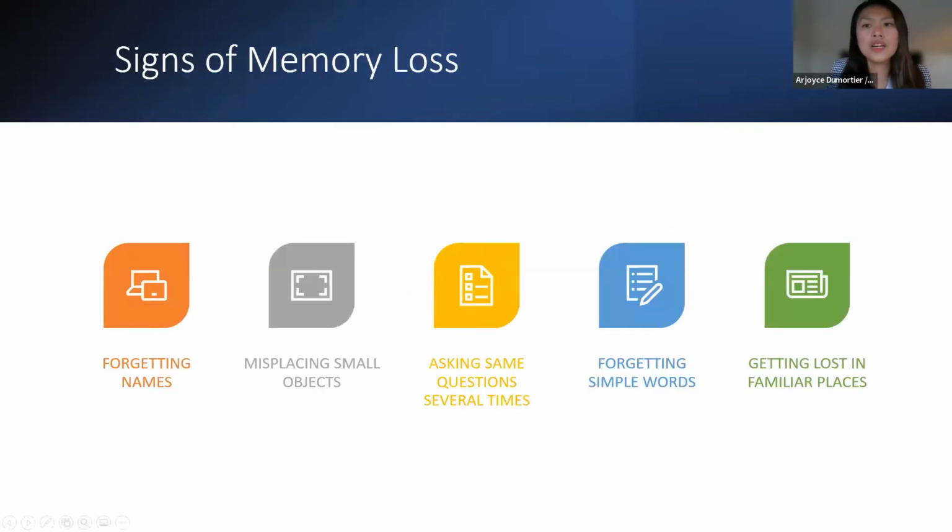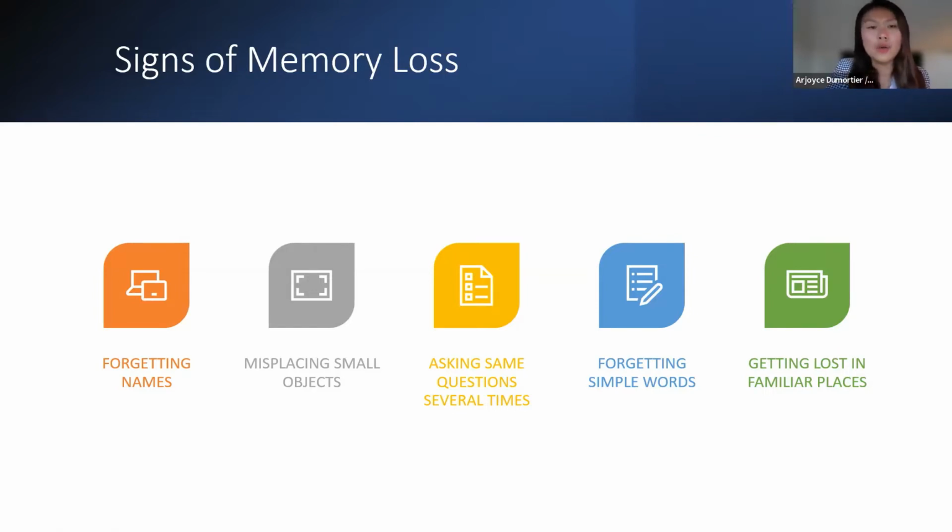Now, what are the signs that you are having memory loss? First one is you're forgetting names. I normally have this one. No matter how many times I see a person, I really forget the names. Misplacing small objects, that is very common for us. Asking the same question several times. Forgetting simple words. I also have that, and for sure, all of us have that.